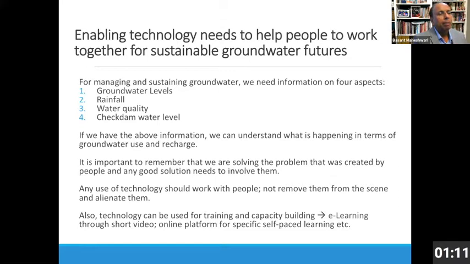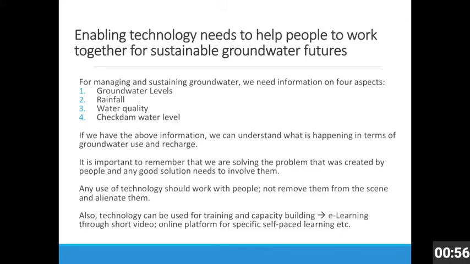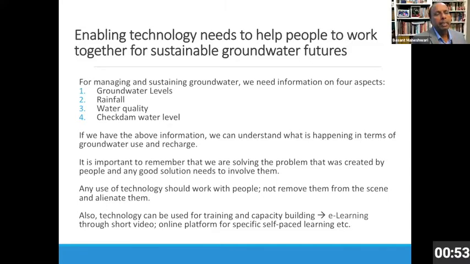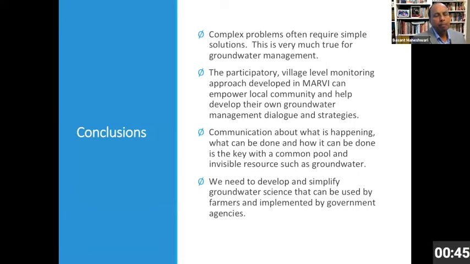Any use of technology should work with people, not remove them from the scene and alienate them. Also, technology can be used for training and capacity building, for example e-learning. We are working on e-learning aspects, for example short 2-3 minute videos to explain a certain concept or procedure, and an online platform that BJs and other stakeholders can use for self-paced learning. So technology can play an important role, but we need to use something that will work and is foolproof. We are dealing with villagers and farmers, and we need to keep them engaged.